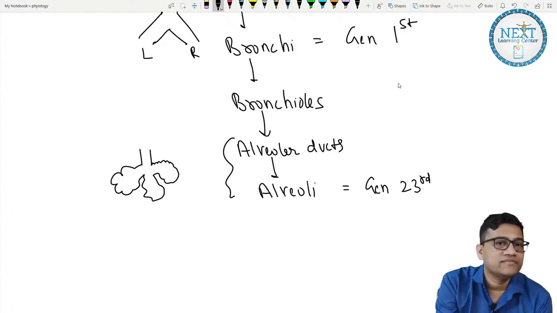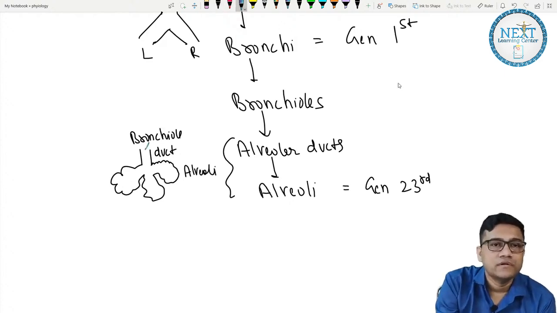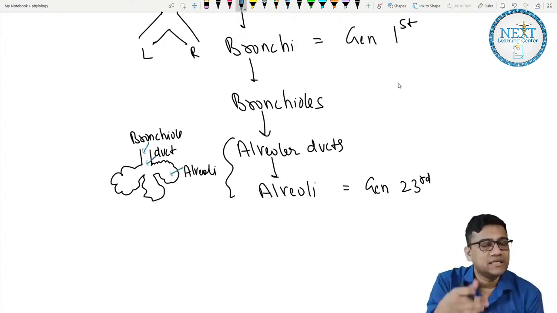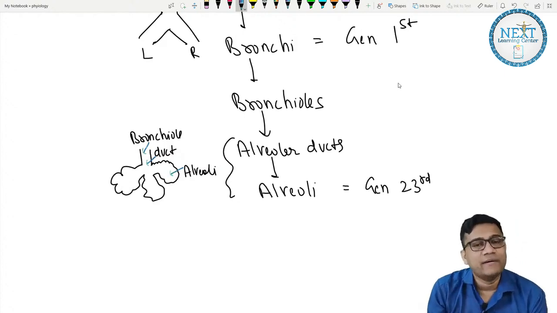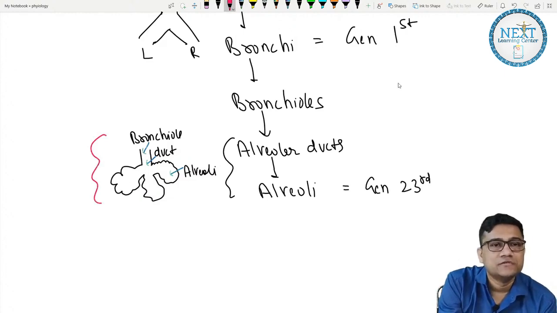And this gives then the respiratory bronchiole. So the duct, bronchiole, and this is the alveoli. Just label bronchioles, duct, alveoli. So bronchiole and at the duct then end up at the alveoli. So this system is called as acinus.